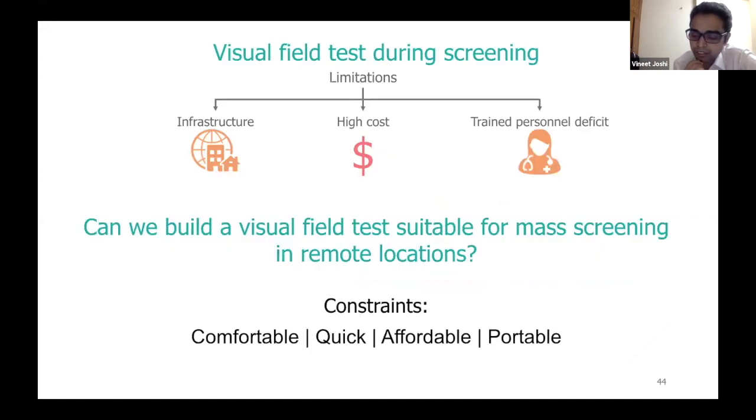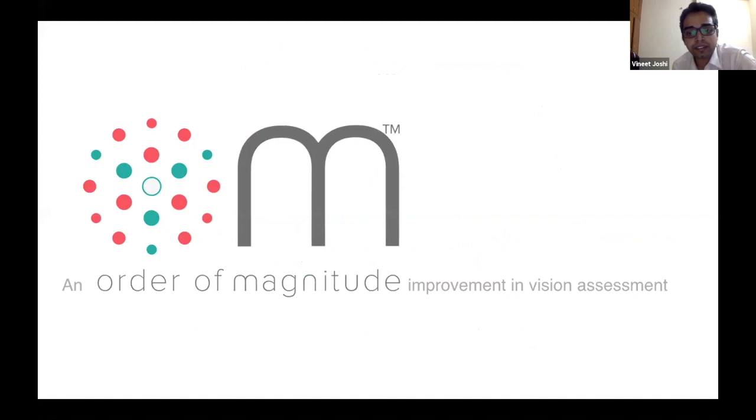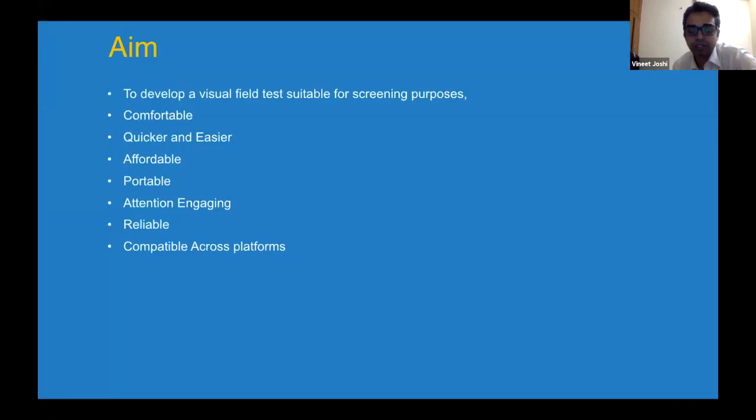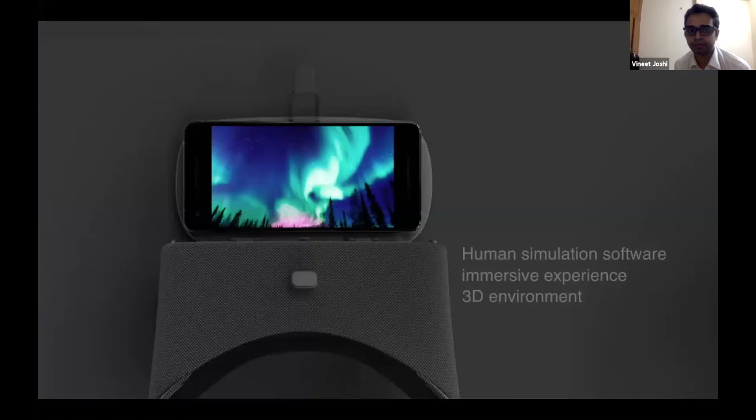So the question in front of us was, can we build a visual field test suitable for mass screening in remote locations and also solve the problems of HVF, and build a device which is of equal standards and quality? There the concept of OM was born. We aimed at developing a comfortable, quicker, easier device than HVF, which is more affordable, portable, reliable, and compatible across platforms compared to HVF.